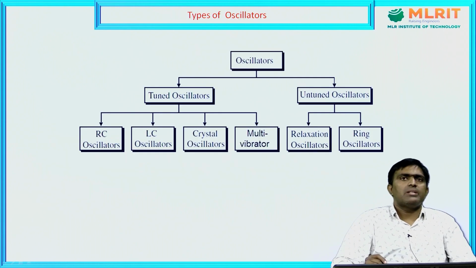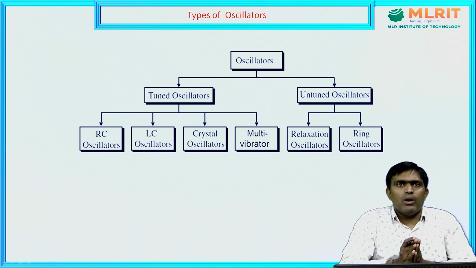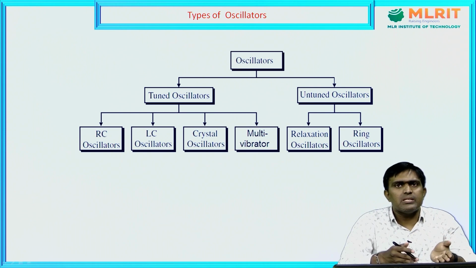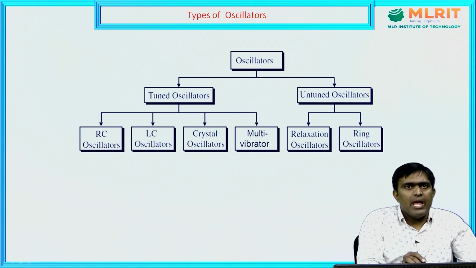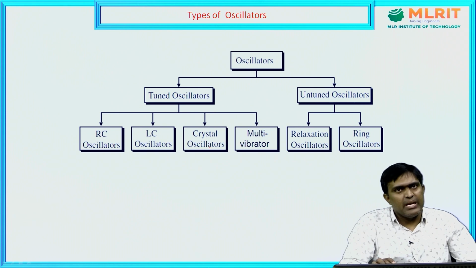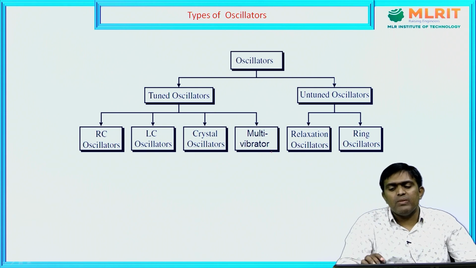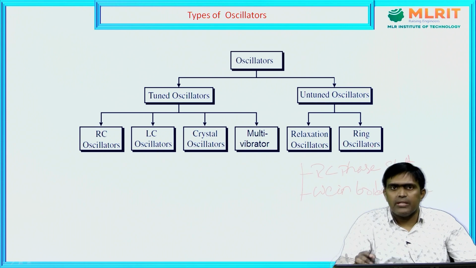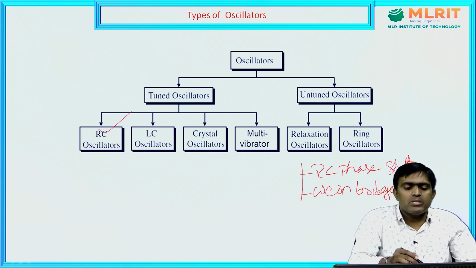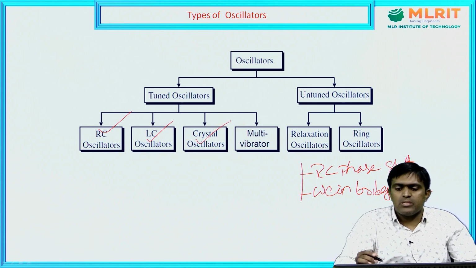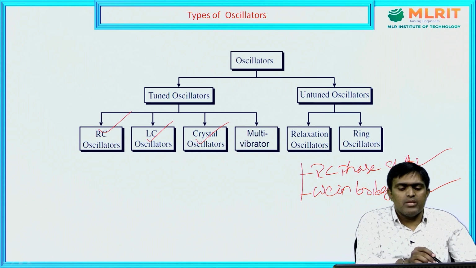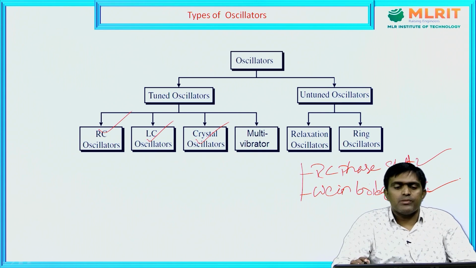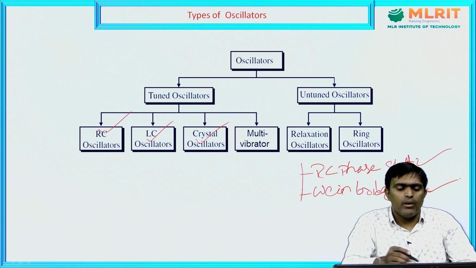Next we will see the different types of oscillators. There are mainly tuned oscillators and untuned oscillators. Under tuned oscillators we have RC oscillator, LC oscillator, crystal oscillator and multivibrator. Under untuned oscillators we have relaxation oscillator and ring oscillator. In our syllabus we have RC phase shift oscillator, Wien bridge oscillator, LC oscillator and crystal oscillator. These oscillators we will see in our upcoming videos.